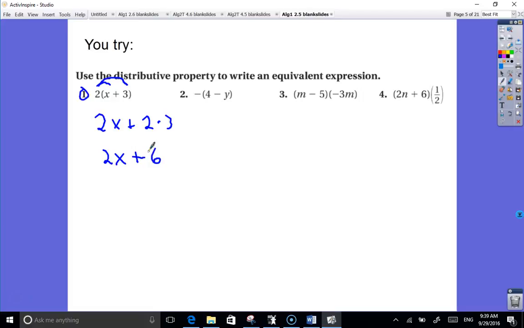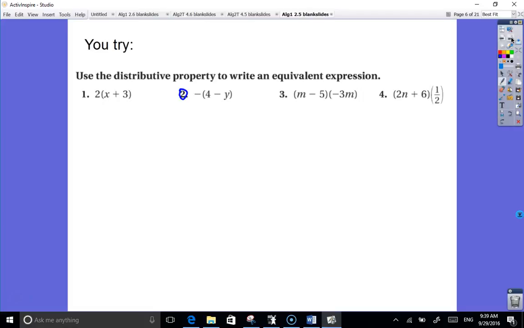I saw a few 2x plus 3s as an answer. So why is that wrong? Yeah, you didn't multiply all the terms. 2x plus 6 is fine. Okay, how about the next one?